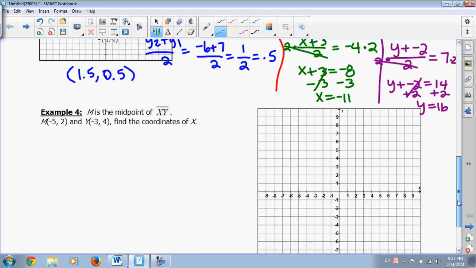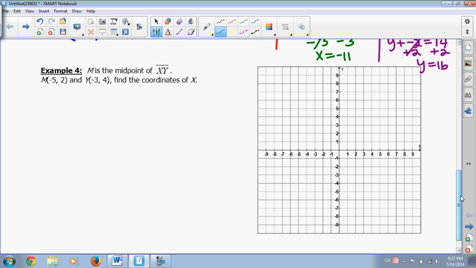Okay? Let's try example 4. M is the midpoint of xy. And M, so it's giving us the midpoint this time, is at -5, 2. So this is our midpoint. And our y value, so one of our endpoints, is at -3, 4. So we need to find out where our other endpoint is.